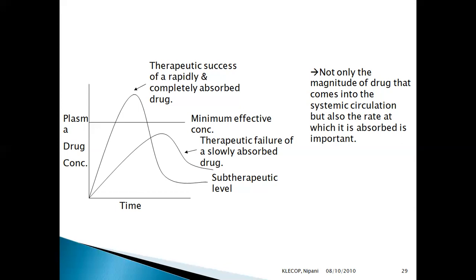Here, the graph shows therapeutic success of a rapidly and completely absorbed drug, and therapeutic failure of the slowly absorbed drug. The magnitude of the drug that comes into systemic circulation matters, but also the rate at which it is absorbed is important.